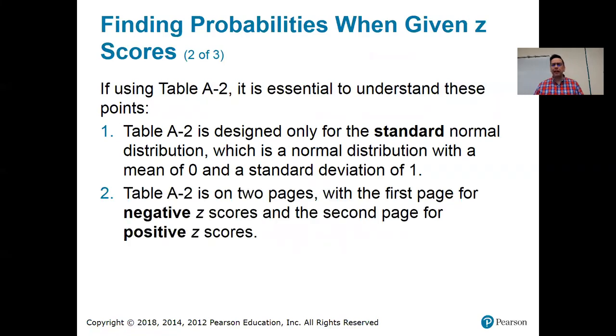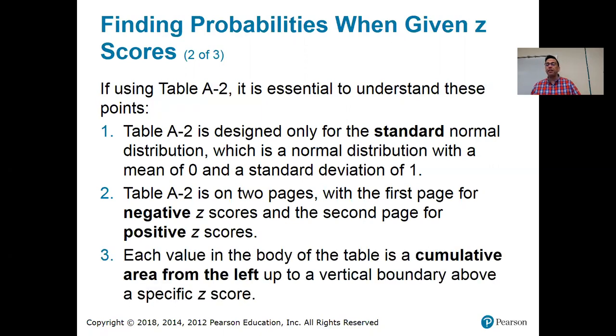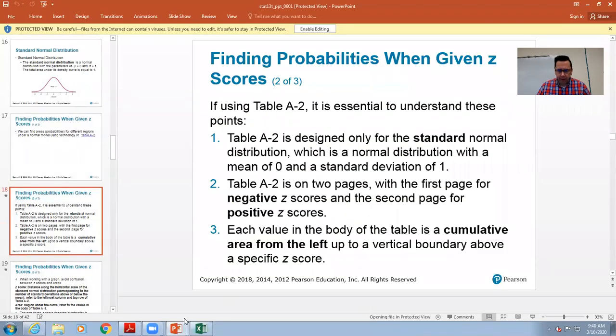Okay, second thing is that this particular table is on 2 pages. One side of the page has negative z-scores, the other side of the page has positive z-scores. So make sure, and it's kind of difficult to mess that up, all right, depending on what kind of problem you're doing. And then the third thing, this is super, super important. Each value in the body of the table is a cumulative area from the left up to a vertical boundary above a specific z-score. So let me pull that table back up.